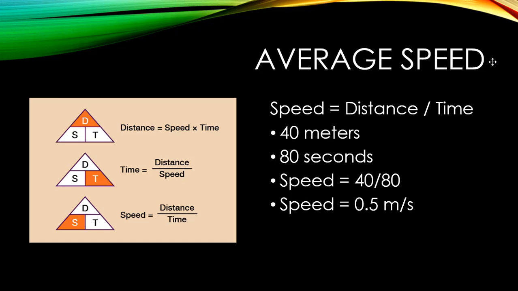Please pay attention to the formula. Don't just automatically divide the bigger number by the smaller number, because if you had done that, they would have come up with a speed of 2 meters per second, which is wrong.